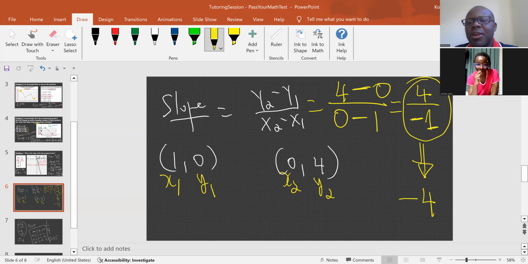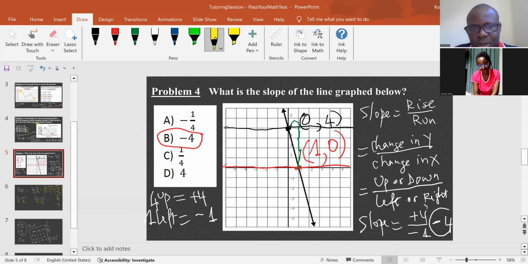is positive. Any number we see without a sign means that number is positive. So positive 4 divided by -1 is -4. So that is another method to use to solve the question. That means you have to find the coordinates of 2 points on the line, and then you use the slope formula to do that, or use rise over run.